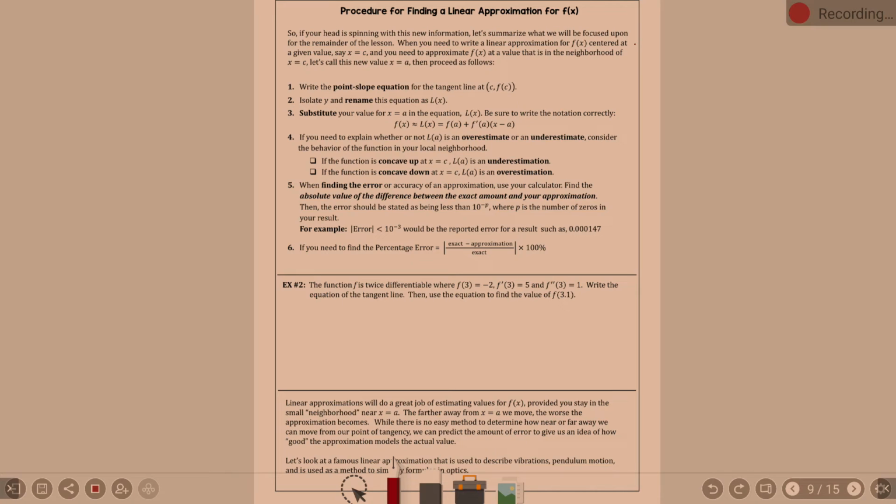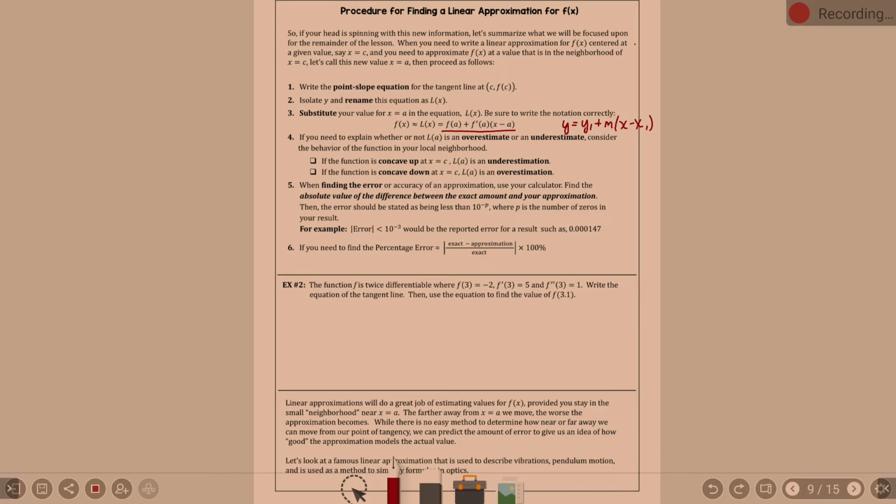So we'll use the modified point slope form for the tangent line. We'll isolate y, which the way we write it, we'll probably already have y by itself, and rename it as L of x. L of x representing linear approximation. Okay. We'll substitute our value in for a, whatever that might be. And again, this right here, guys, I talked about on the other page. This is the same idea as saying y equals y1 plus m times x minus x1. That's what we're going to be writing.